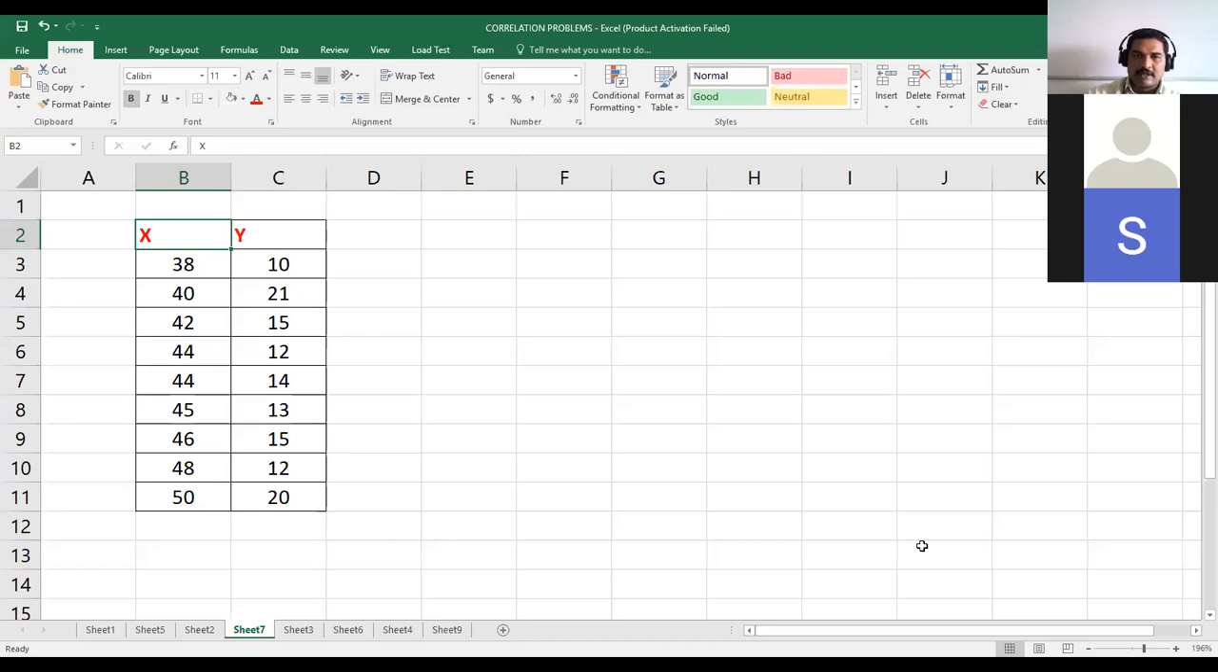So now this is the formula. Okay, the formula is n into summation dx dy minus summation dx into summation dy, divided by square root of n into summation dx square minus dx whole square, into square root of n into summation dy square minus dy whole square. Okay. So now we are going to solve the problem.